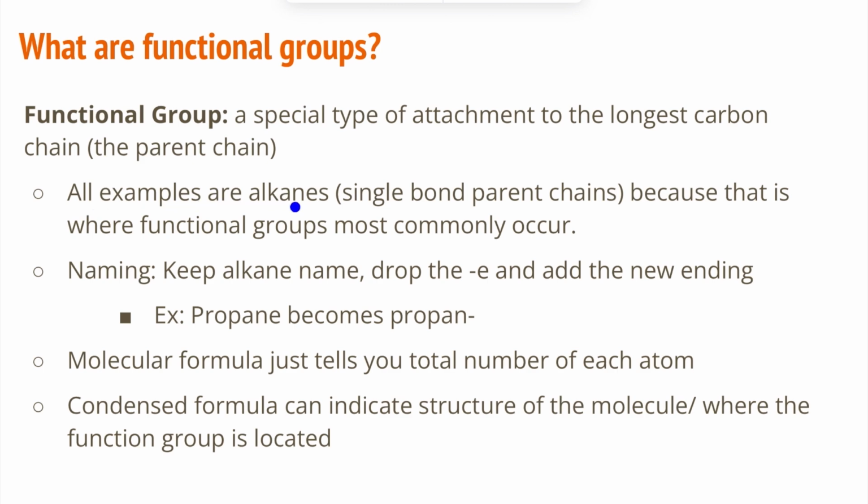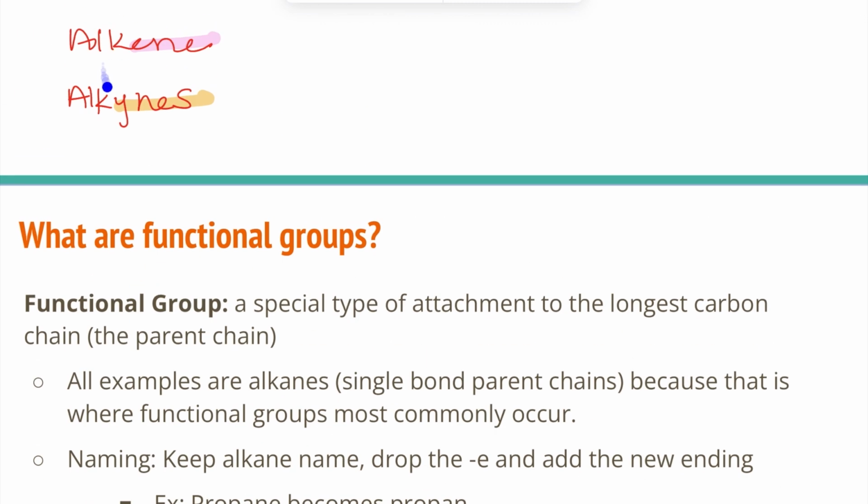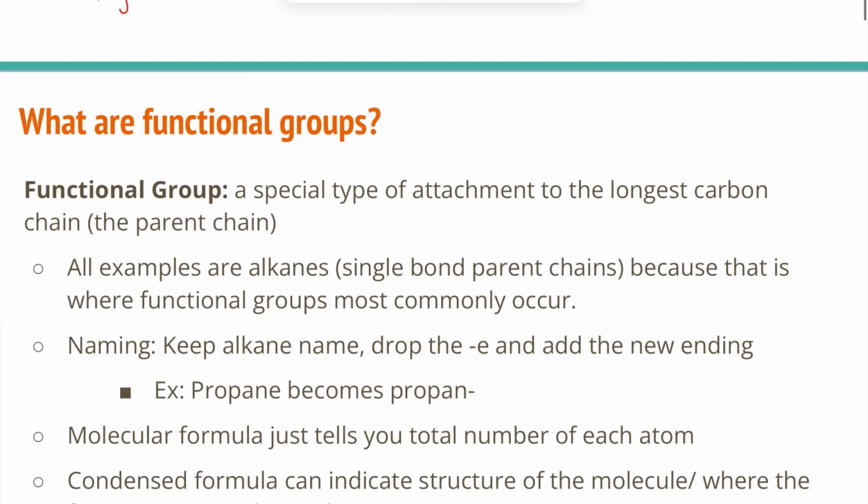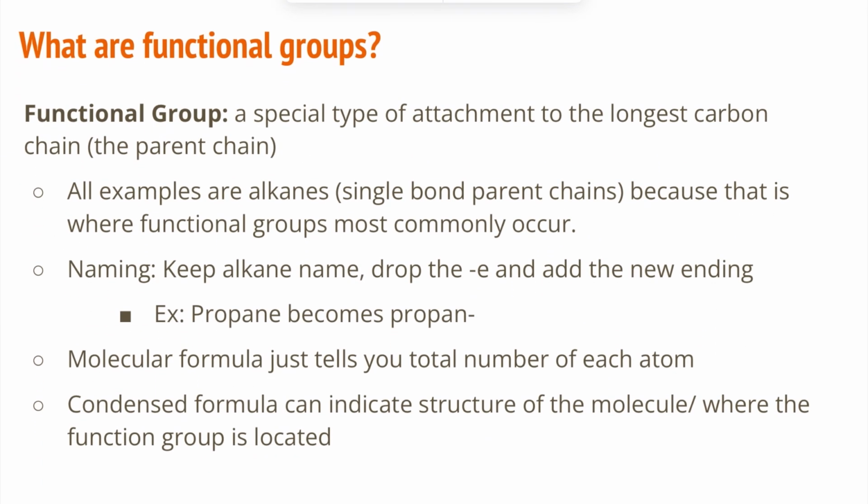All of the examples are alkanes, those single bonded parent chains. Again, because being an alkene or an alkyne is already going to change the properties of that molecule. And so we see these alkanes with these other groups on them because that's just where they most commonly occur.